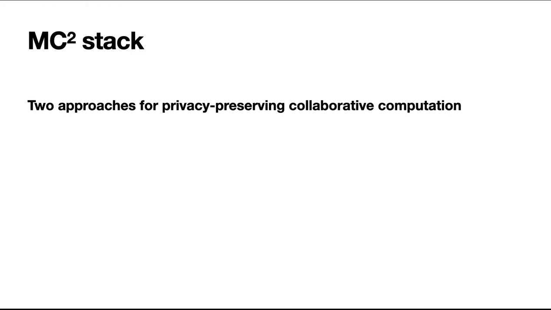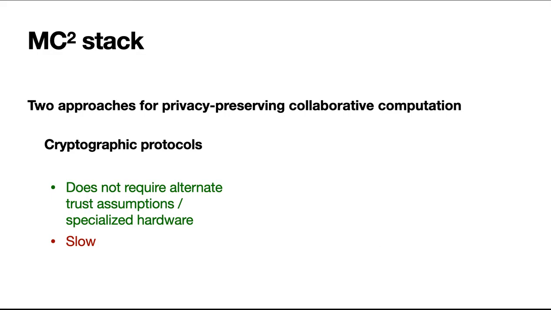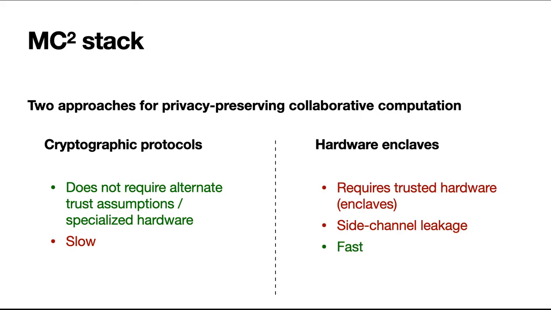Within MC squared, we have two approaches for privacy-preserving collaborative computation. The first approach uses cryptographic protocols to achieve security. While this approach doesn't require alternate trust assumptions or specialized hardware, it is slower than our other approach, which is the use of hardware enclaves. This approach requires trust in the hardware and has been shown to be vulnerable to side-channel attacks. However, it is faster than the cryptographic approach. And as we'll explain later, MC squared mitigates a whole host of side-channel attacks by eliminating access pattern leakage.